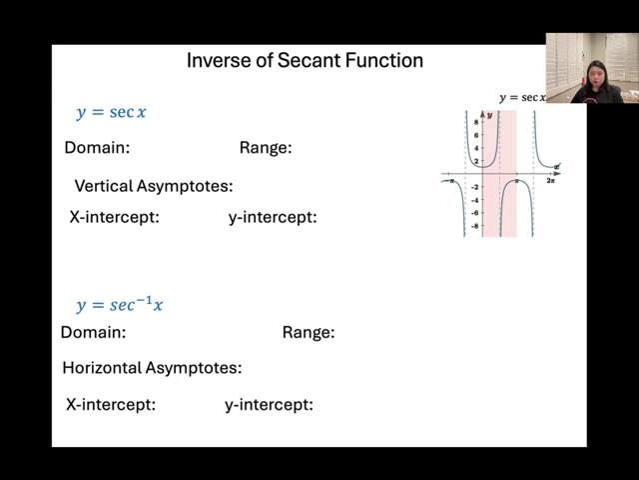Inverse of the secant function. So this is the graph of y equal to secant x. We restrict the domain here from 0 to pi. We need to make sure it has to be a one-to-one function. Okay? And then this is the inverse of the secant x. Okay, now please try to fill in all this information.